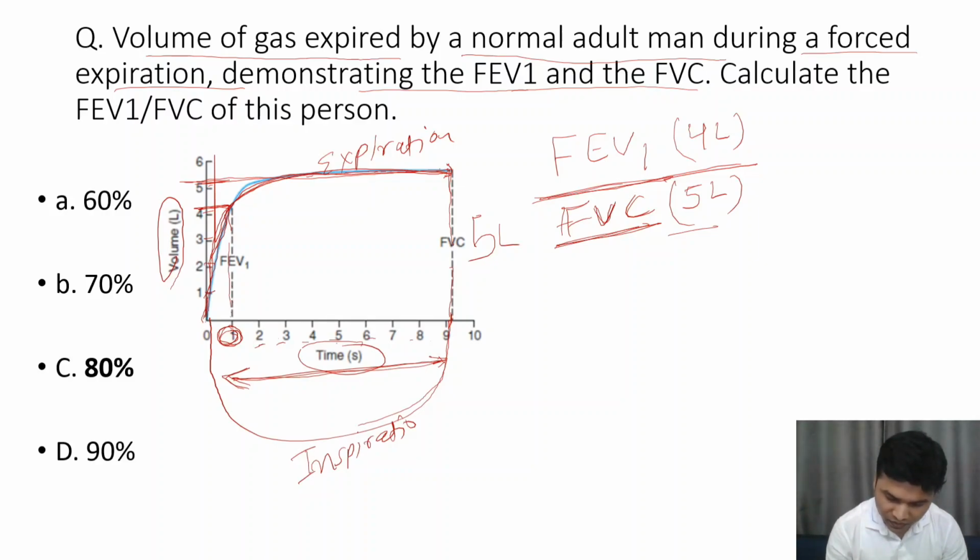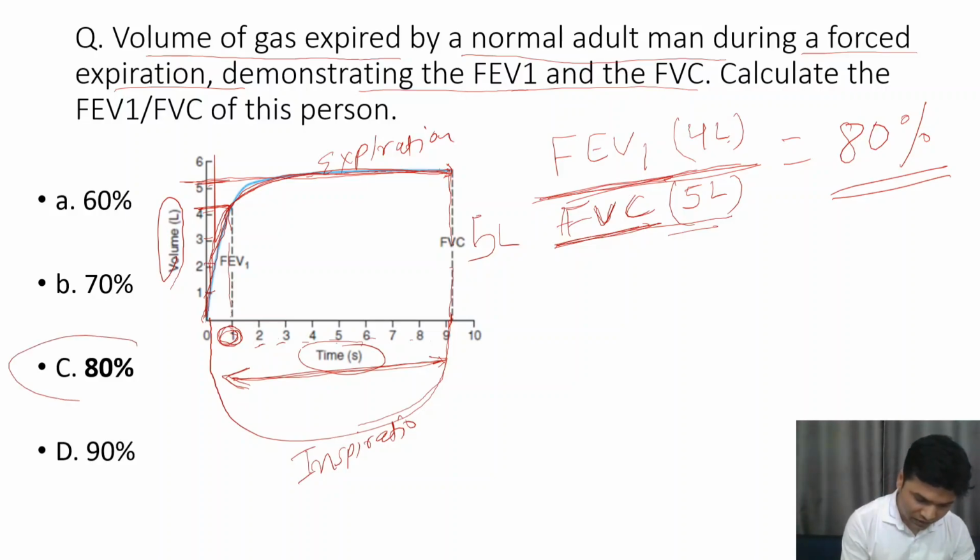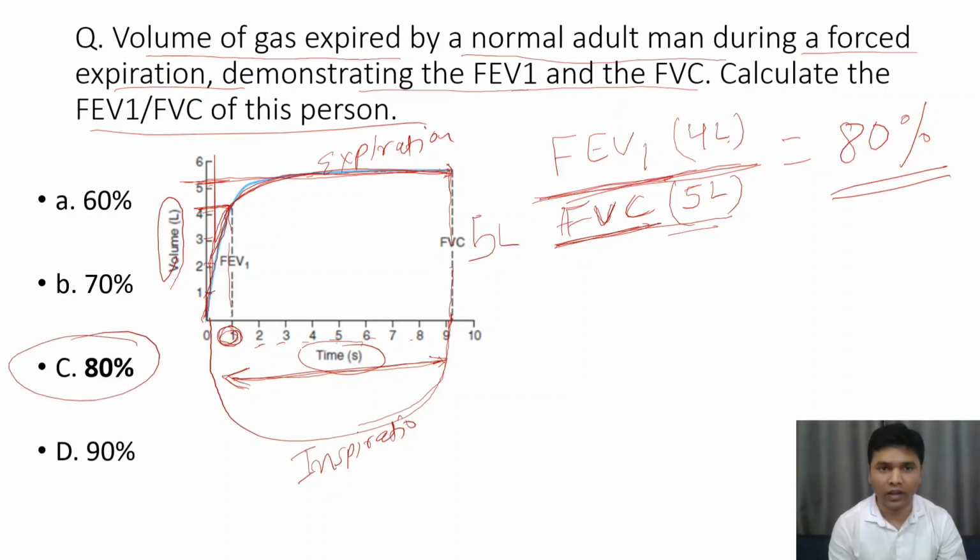So FEV1 is 4 liters divided by the forced vital capacity of 5 liters. That will give you the answer. This is 4 by 5 into 100, which is 80%. If you calculate, you will get 80%. So the answer is this one. In this person, FEV1 divided by FVC is 80%. This is a simple calculation.